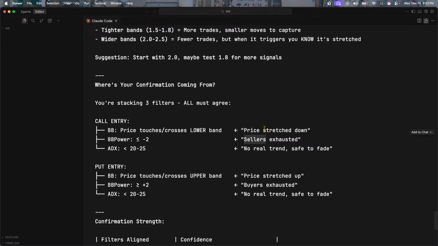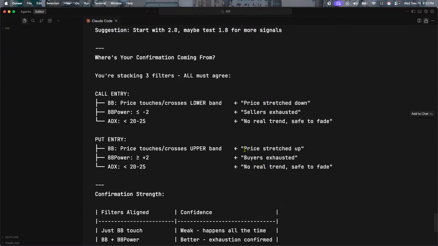Excuse me, the price is stretched down. Yes, the sellers are exhausted because the sellers are the bears, and the bears are pushing the price down. So that makes sense. The price is stretched down, the sellers are exhausted, there's no real trend happening, so we're safe to fade. It's going to bounce back up. The price is stretched up, the buyers are exhausted. That makes sense because the buyers are the bulls. They're pushing resistance levels. There's really no trend, and then we have a safe fade.